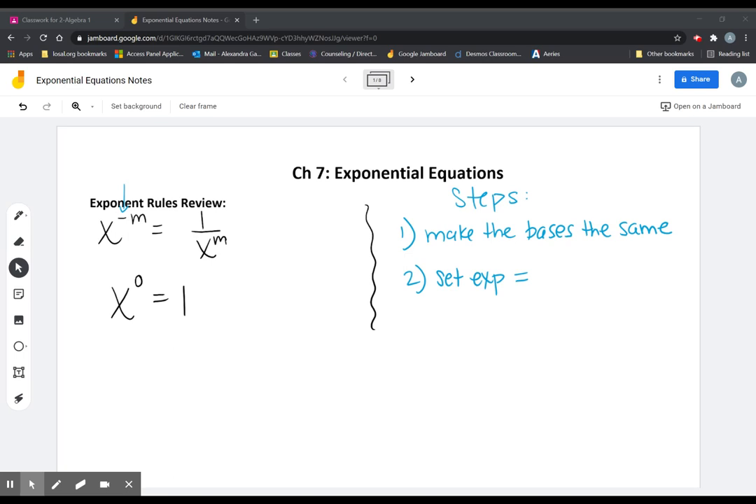Also, for the steps on how to solve those exponential equations, we're going to make the bases the same, and then we're going to set our exponents equal. So our first thing is to make the bases the same for our first question.